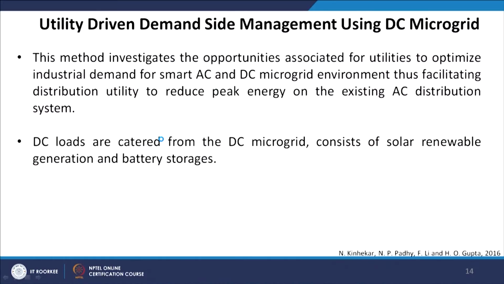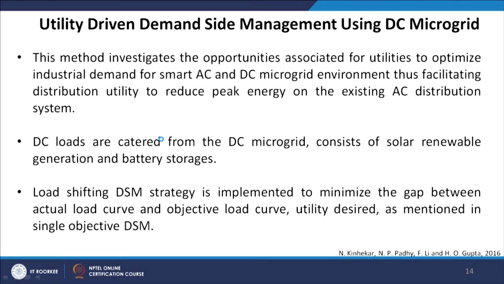Now, DC loads are catered from the DC microgrid consisting of solar, renewable generation and battery storage, whereas the load shifting DSM strategy is implemented to minimize the gap between actual load curve and objective load curve that the utility desired, as mentioned in our single objective demand side management program. Utility driven DSM program using DC microgrid becomes an important aspect, because when we have smart grid in place, the DSM objective can easily be achieved.